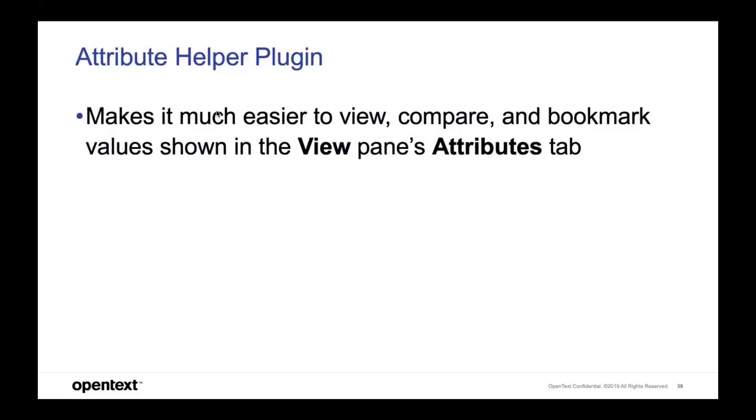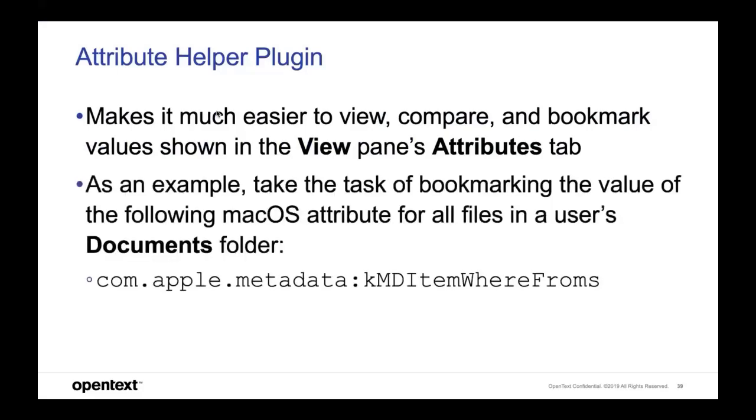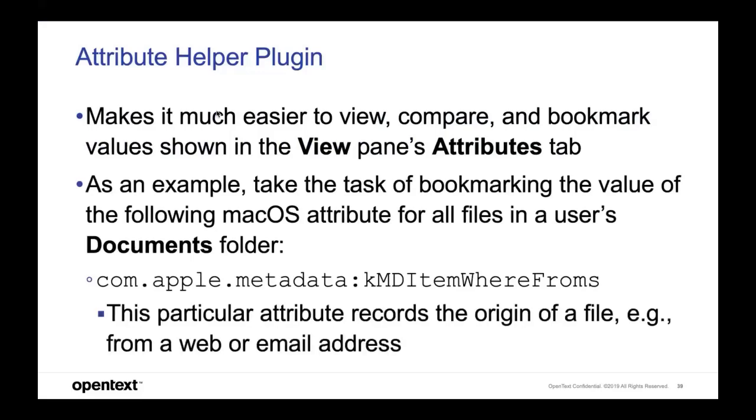The Attribute Helper is designed to make it easier to view, compare and bookmark values shown in the View pane, which allows EnCase to show any number of attributes for disks, volumes, files, folders or artifacts. To demonstrate the usefulness of this plugin, we'll take a look at the com.apple.metadata KMDItemWhereFroms attribute, which is used by macOS to track the origin of a file, for example, a file downloaded from a web address or a file sent as an email attachment.